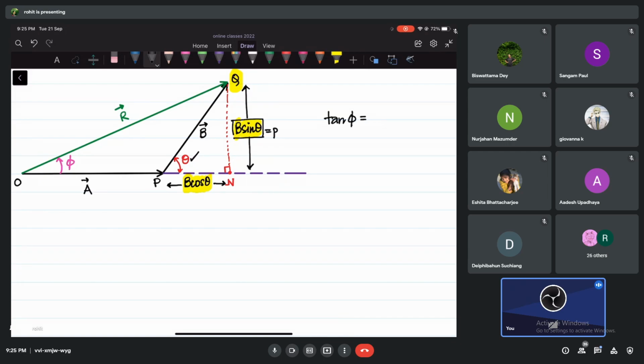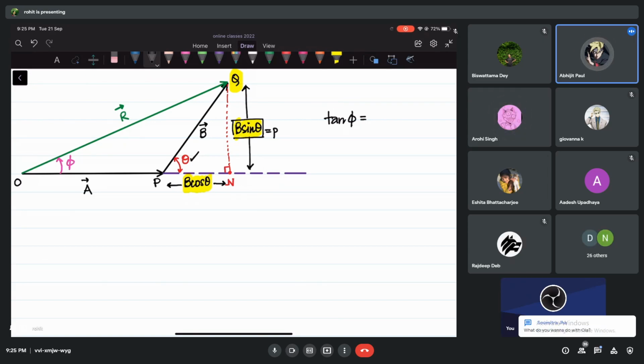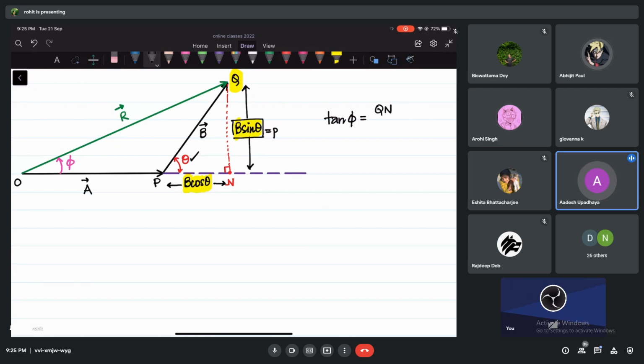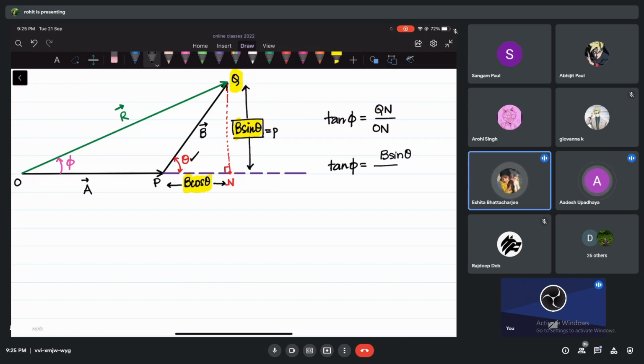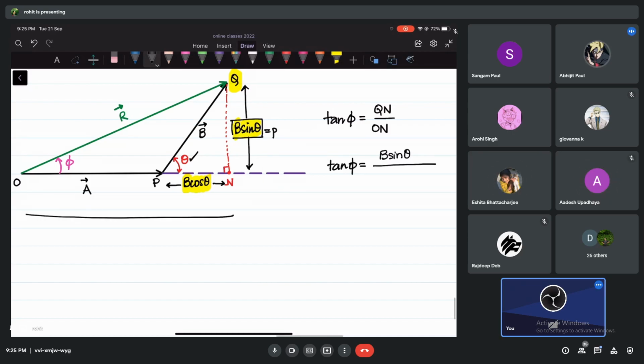What is tan phi according to this diagram? Perpendicular by base. Who's the perpendicular, guys? QN, very good. QN by base ON. Yes, that's the base. What is the value of QN? B sin theta. And what is ON? ON is from here to here, OP plus PN. So OP is A, plus B cos theta. So tan phi equals B sin theta by A plus B cos theta.